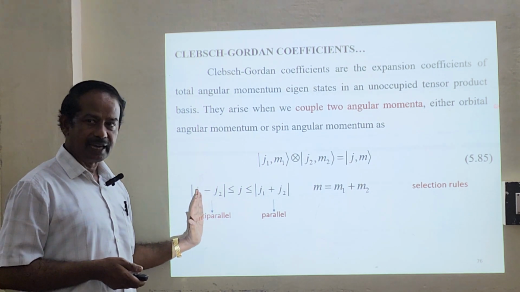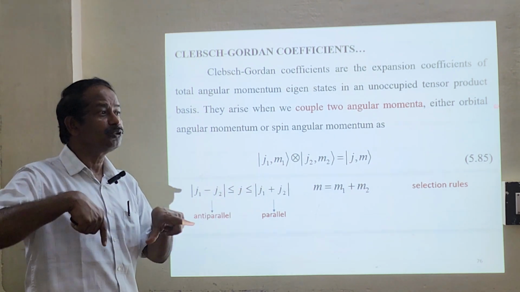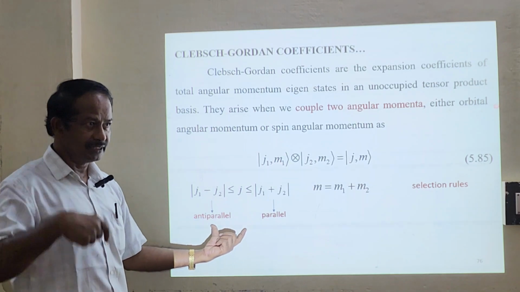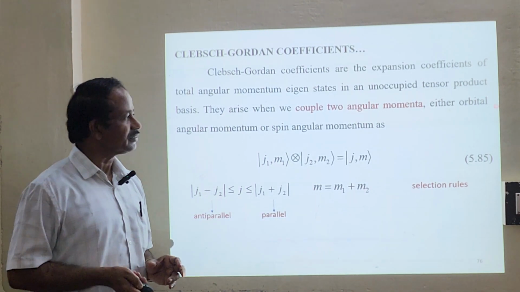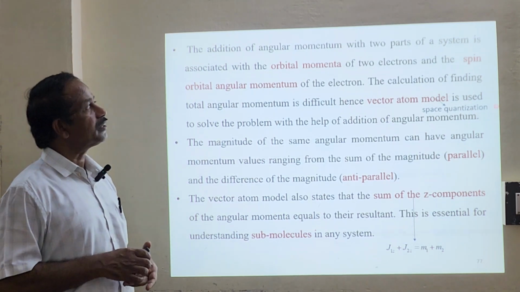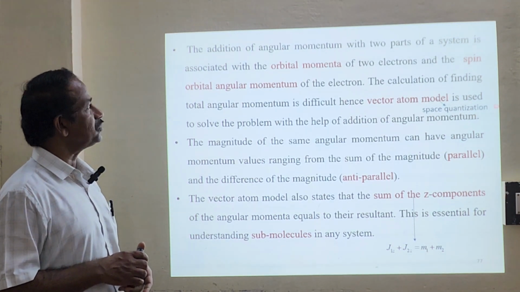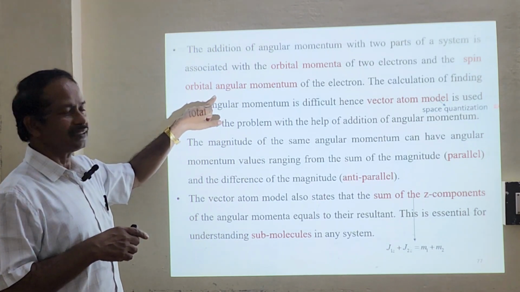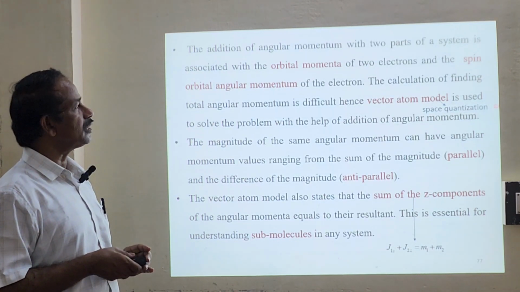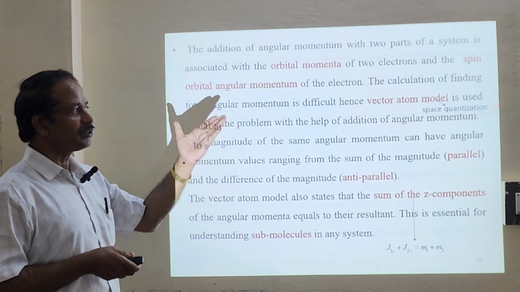And of course, this will be antiparallel, and this will be parallel, with the two magnetic moments which we discussed earlier. And this is another selection rule: m equals m1 plus m2. The addition of angular momentum of two parts of a system is associated with the orbital angular momentum of two electrons, L plus S. The calculation of finding total angular momentum is difficult. Hence, the vector atom model is used.